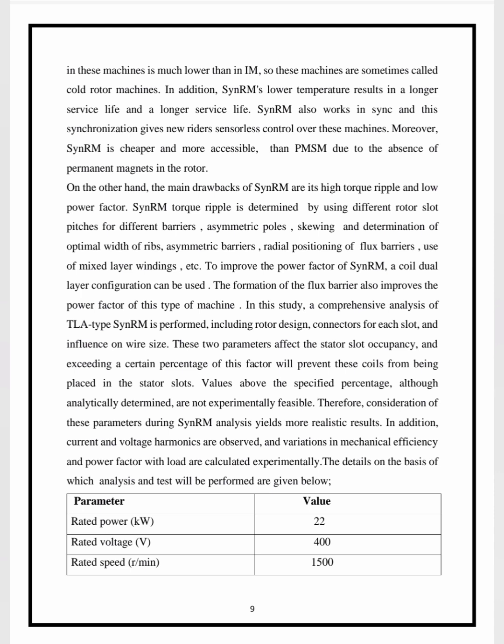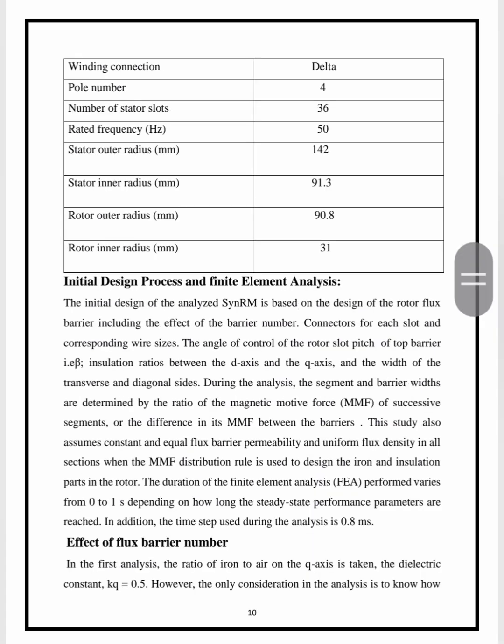The parameters include rated power, rated voltage, rated speed, winding connection, pole number, number of stator slots, rated frequency, stator outer radius, stator inner radius, rotor outer radius, and rotor inner radius. These all are the parameters which are very necessary for the analysis of why this motor is highly efficient. Now we will study the initial design of this motor, how they proceed, and we will also study its finite element analysis.